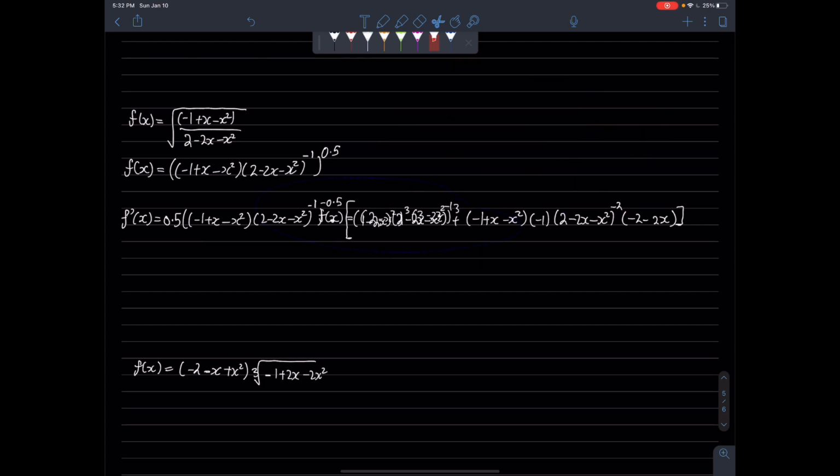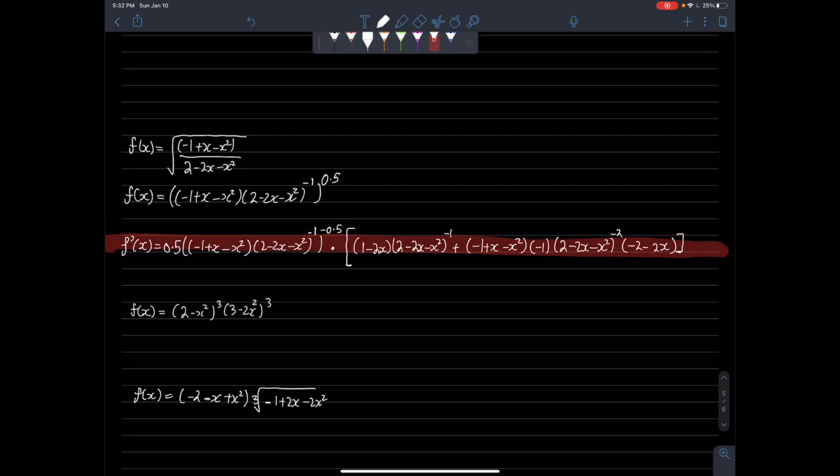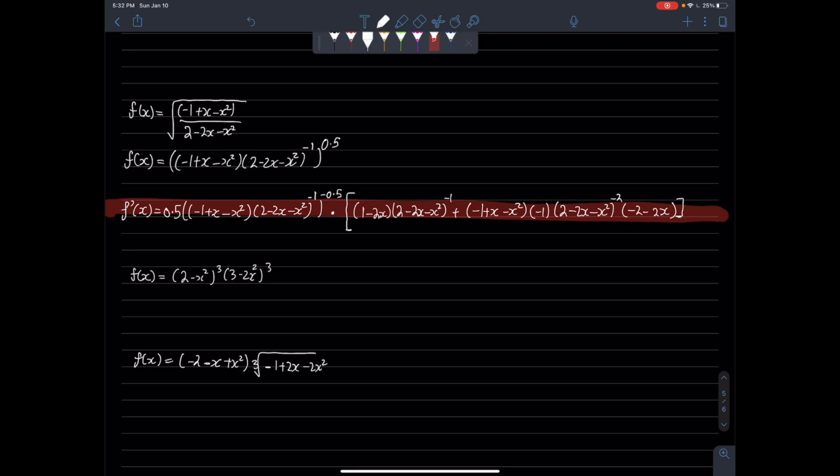Let's move this one down. Should be a short one. I'm going to highlight the answer. This is the answer. Right. For this one, what is this? This one's easy. This one's just the chain rule needs to be applied twice.